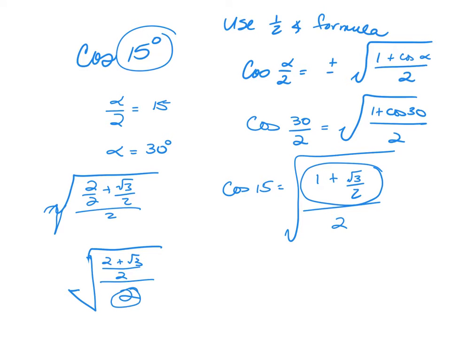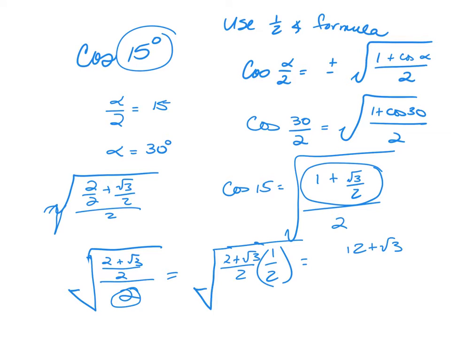Well, when you divide by 2, it's the same as multiplying by 1/2. So that is 2 plus root 3 over 2, times 1/2, which is 2 plus root 3 under the radical over 4. That turns into a 4, but the square root of 4 is 2. So that should be your answer.